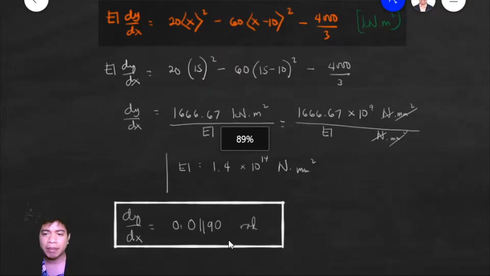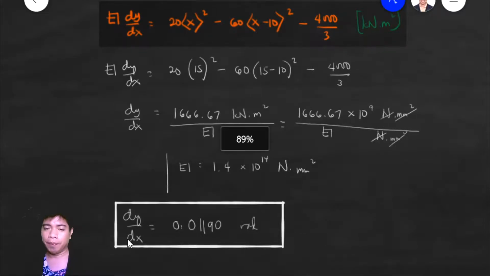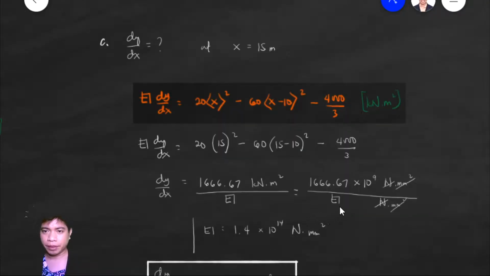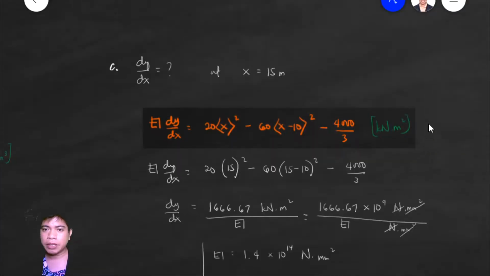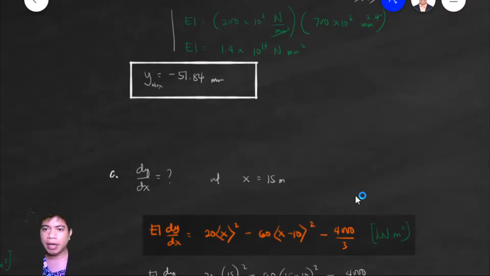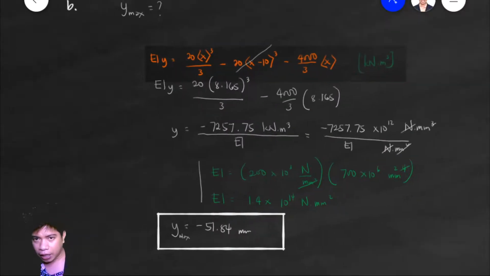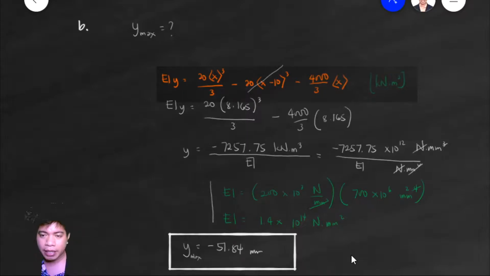Positive yung ating inassume sa letter C. Tama ba? And then, negative yung ating letter B. Kung natatandaan nyo. Kasi nga downward yung ating deflection. Okay? So, positive yung C. Tapos, yung ating letter B, this is negative. Okay?